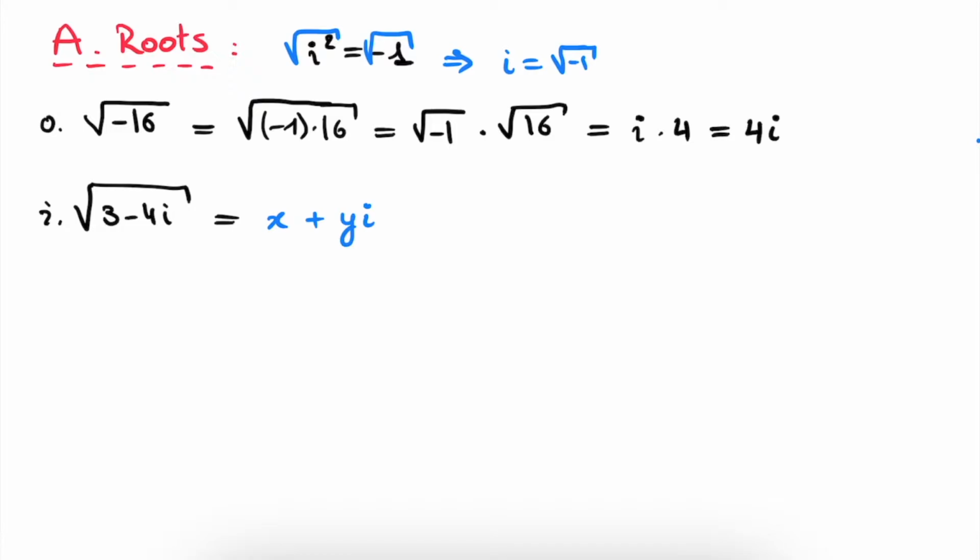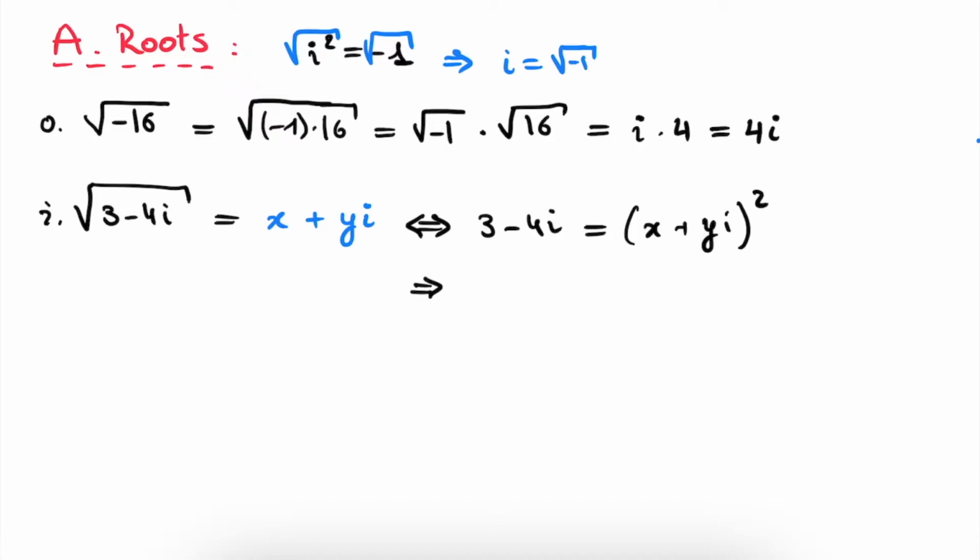Well, the first step is to realize that we have an identity here. And if we take the square on both sides of this identity sign, we can rewrite our exercise in order to find x and y. If we square this side of the identity sign, the square root simply drops. So we get 3 minus 4i. And on the right hand side of the identity sign, we simply square x plus y times i like this.